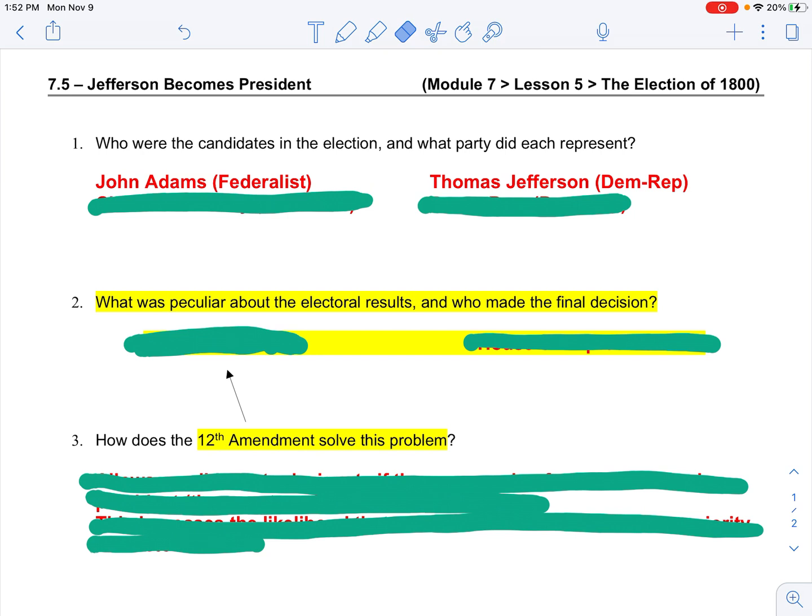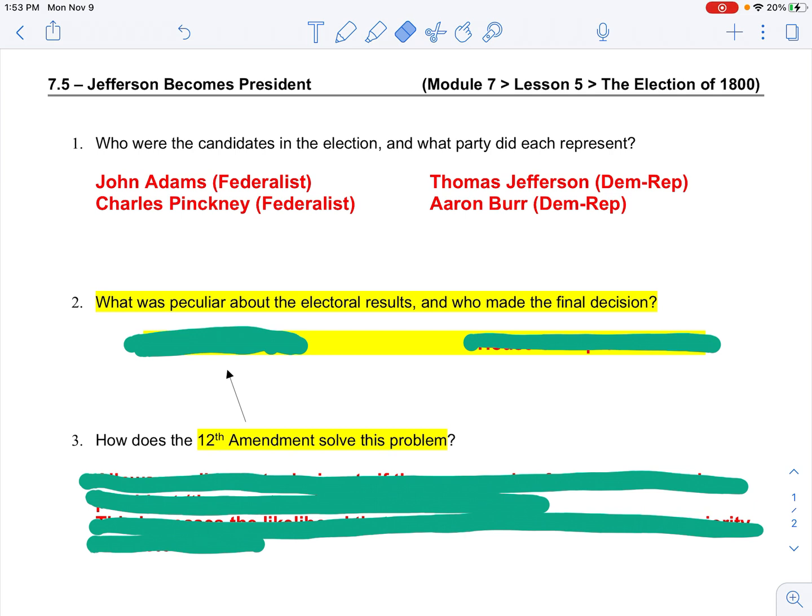We have those two guys going against each other again, just like 4 years ago, but we also have Charles Pinckney, who is a Federalist, and we have Aaron Burr, who is a Democratic Republican. Aaron Burr, remember, is the character from the Hamilton musical. He's the guy who has become a rival of Alexander Hamilton's. So you have multiple people from each party. We don't do it this way anymore, but they used to do it this way back then.